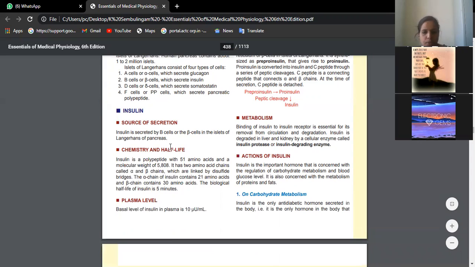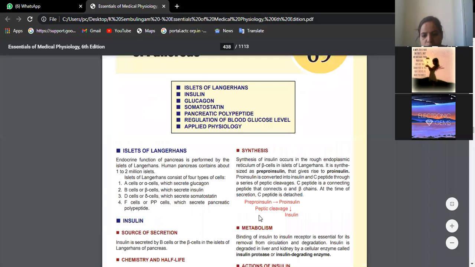So source is beta cells, half-life is how much? Just 5 minutes. It's made up of 51 amino acids. Molecular weight is 5,800. Normal plasma levels you try to remember, 10 microunits per milliliter. Synthesis: it is synthesized in the form of pre-proinsulin, which is converted to proinsulin, then peptic cleavage, then insulin.